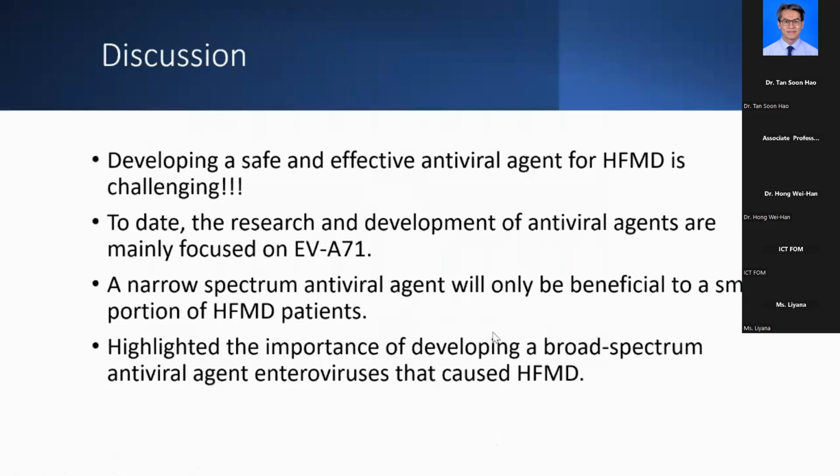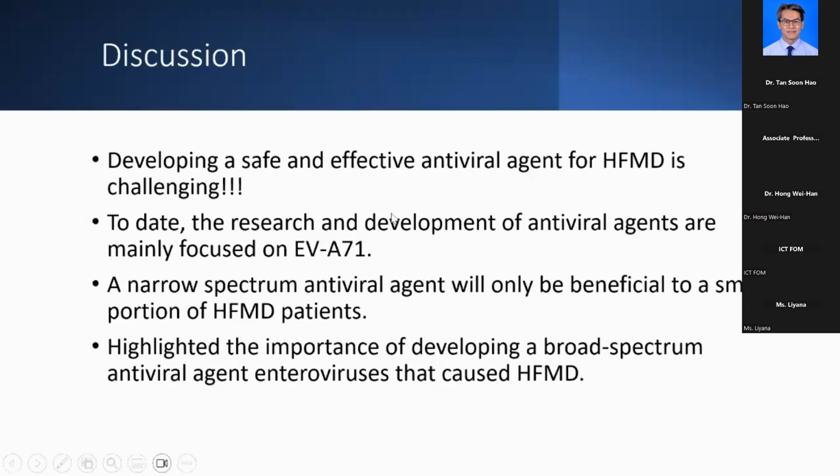Okay, so come to the discussion. Developing effective and safe agents for HFMD is challenging, because it can be caused by different enteroviruses, as I just explained. Today, the main focus is on EV-A71, because it can cause fatal outcomes. That's why a lot of researchers mainly focus on EV-A71.